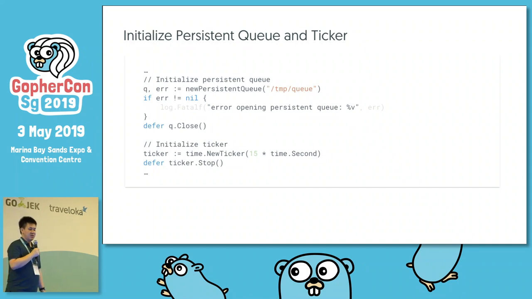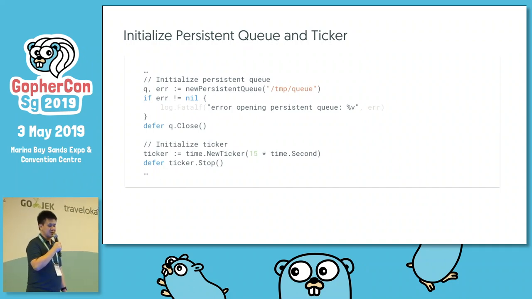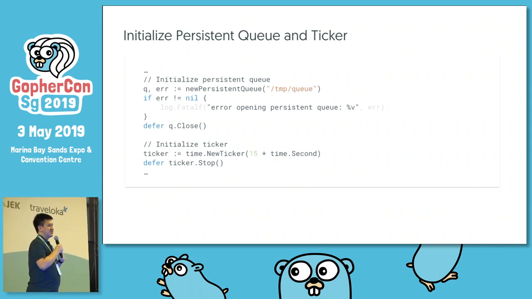Next, we initialize a persistent queue. As I mentioned earlier, it's very important to have a persistent queue here. And next, we initialize a ticker. This ticker will periodically trigger the data collection loop.